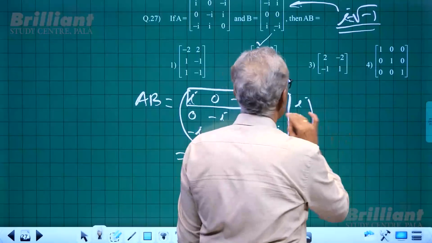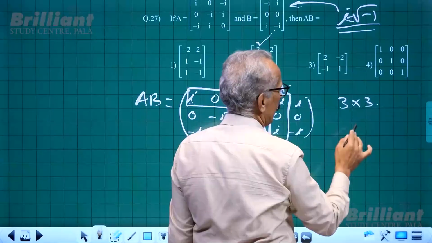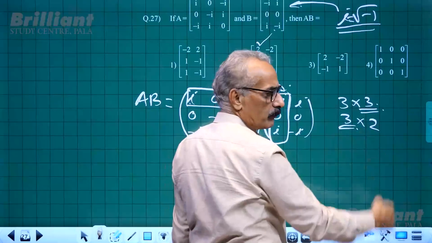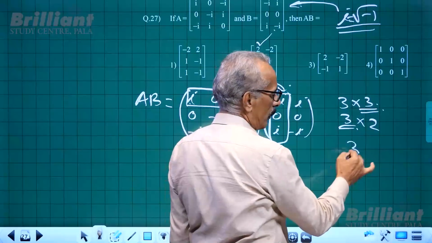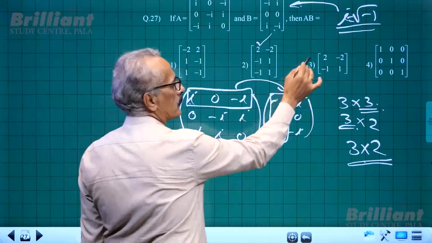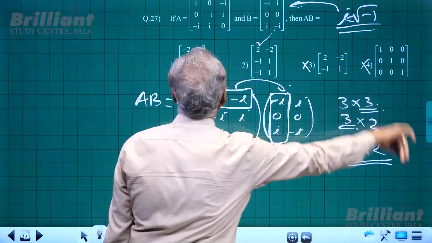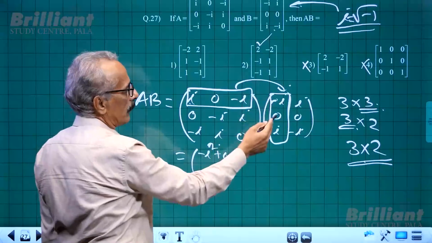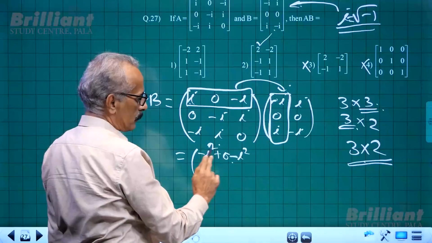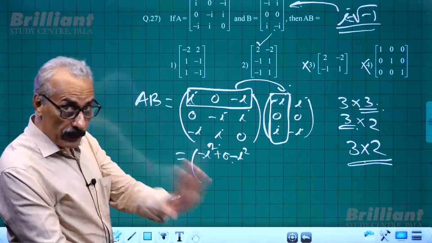Okay, this is the order of the first matrix, that is 3 by 3. Order of the second matrix, that is 3 by 2. Number of columns of the first is equal to number of rows of the second. Therefore, the product will have order 3 by 2. This is a 3 by 2 matrix. This is not a 3 by 2 matrix, so that cannot be the answer. This also cannot be the answer. These two remain, and I have calculated. Minus iota square is 1. Then again minus iota square 1 plus 1, 2. Your answer completed.